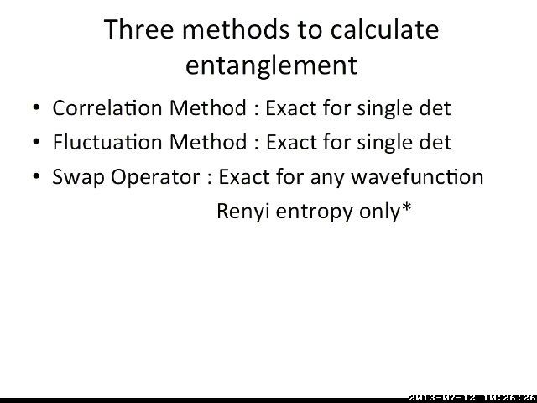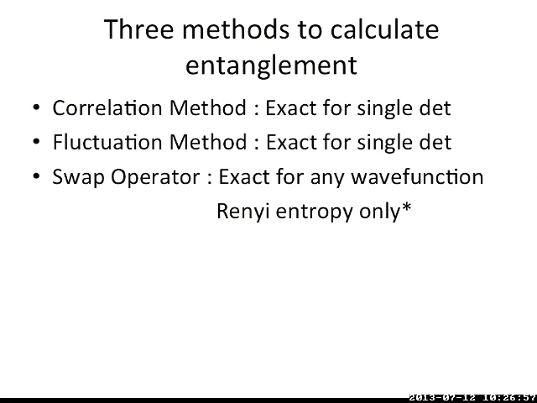OK, so for practical methods of calculating entanglement, there were three that I really looked at. The last one here is the QMC one, and I'll tell you about it in a minute. There are two others. I also use QMC to calculate this one, the fluctuation method. But both of these are only exact for single determinant wave functions, although you can get the entanglement entropy. This one is exact for any wave function, but I can only get the Renyi entropies out of it.